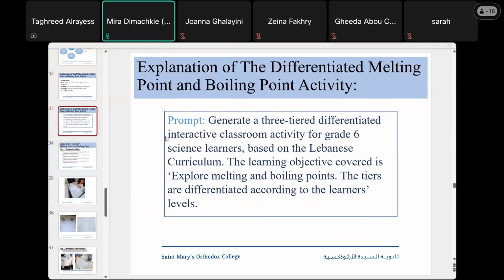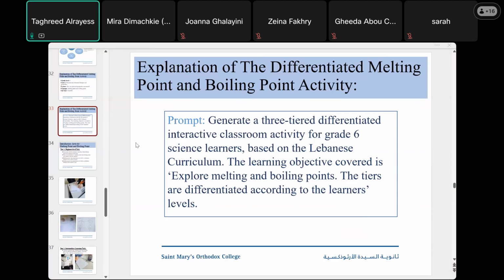So my objective about the three tiers, at each tier, the objective for the first tier was for them to know the definition of the melting point and boiling point. But for the other tiers, the objective was different. Here, the whole class didn't reach the same objective? No, actually, in each of the three tiers, the whole classroom reached the same objective, which was exploring melting point and boiling point. So the three groups were able, at the end of the session, to define what boiling point and melting point mean.